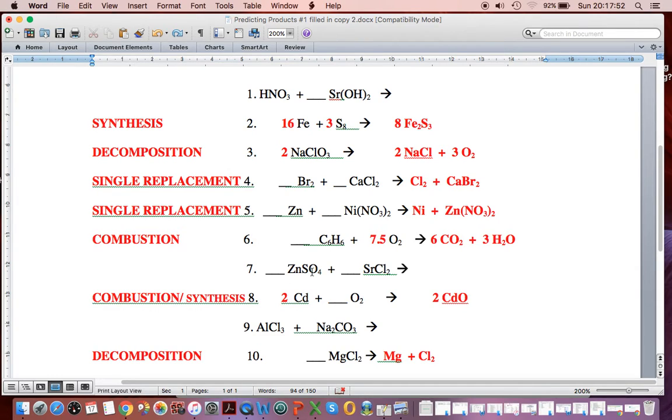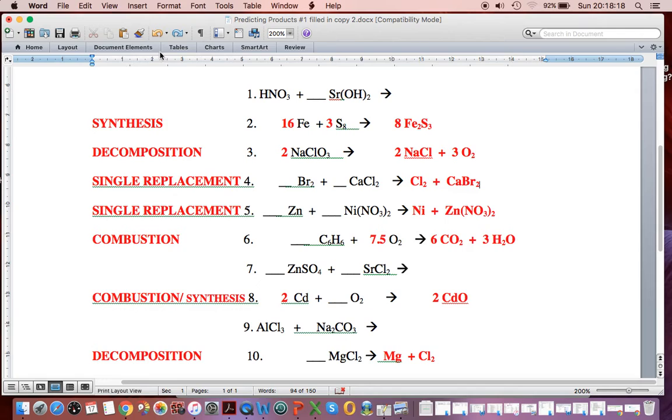So here's a compound, double replacement. Here's a compound, double replacement. Why are they double replacement? Because we don't have an acid and a base. We have a salt and a salt and a salt and a salt. If you had an acid and a salt, that would be double replacement. You have to have an acid like this and a base like this to be neutralization.